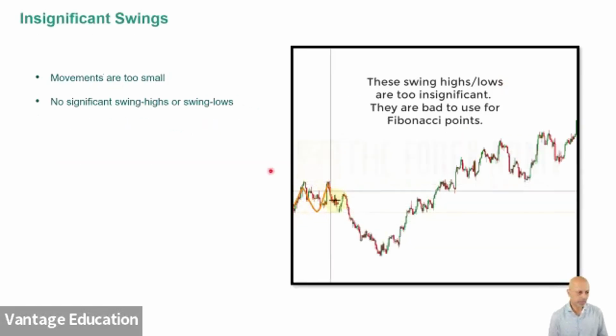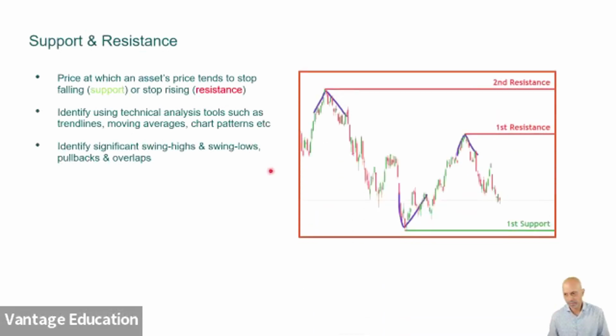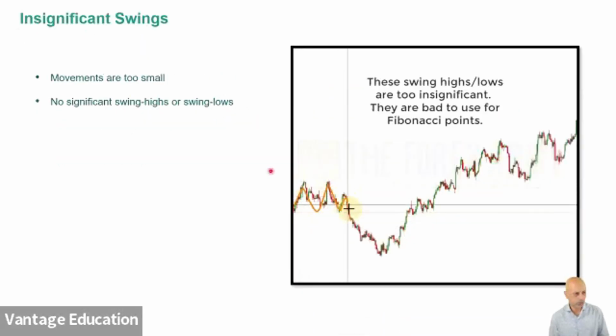Now, when we try to identify significant swing highs and swing lows, we are looking for significant movement. We're looking for moves as we see here on this chart, and not insignificant moves as shown in this GIF here. Movements that are too small result in insignificant swing highs and swing lows, which generally don't function as very strong support or resistance areas.